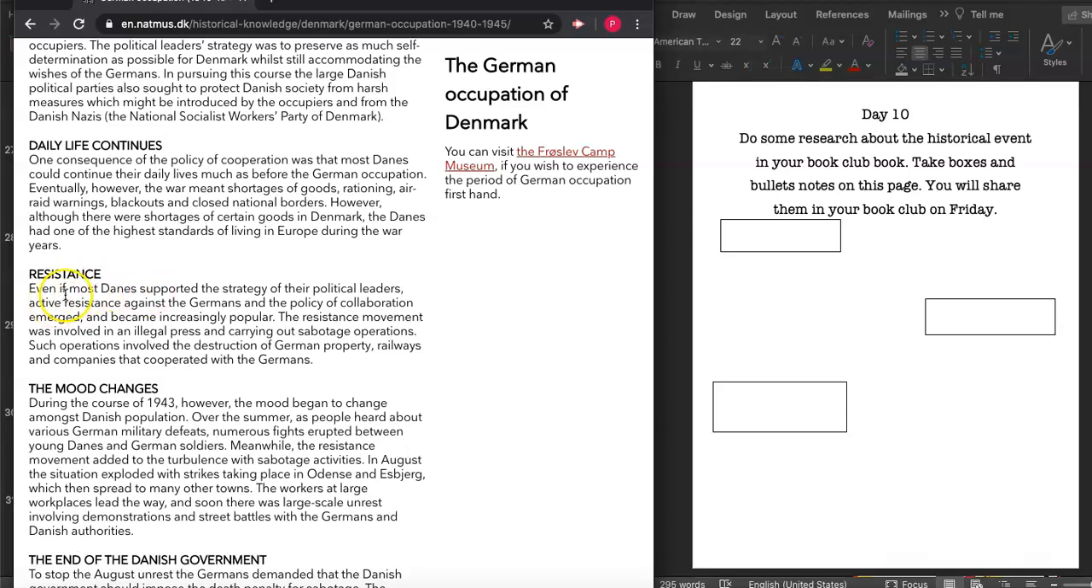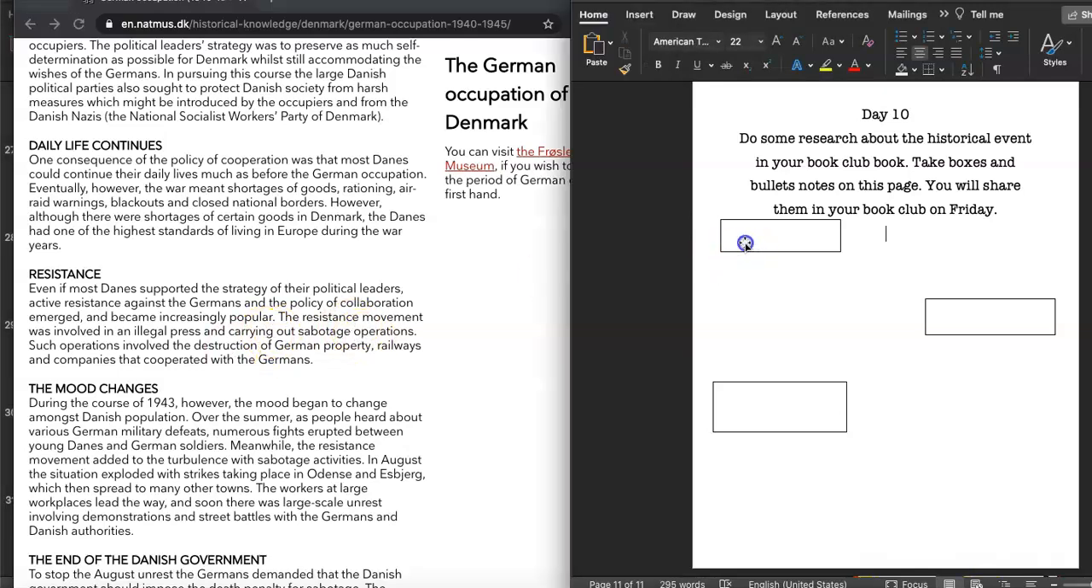So I'm looking, it says most Danes supported the strategy of their political leaders' active resistance against the Germans. And the policy of collaboration emerged and became increasingly popular. The resistance movement was involved in an illegal press, carrying out sabotage operations. Okay, so then maybe here I'm going to make my box about the resistance in Denmark.